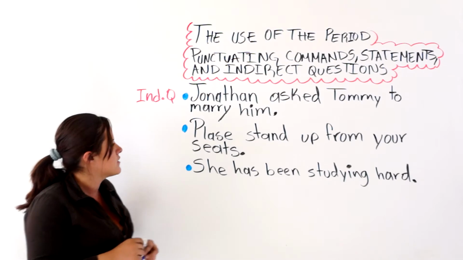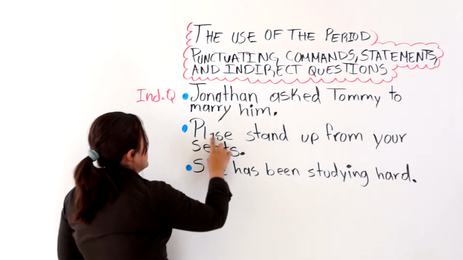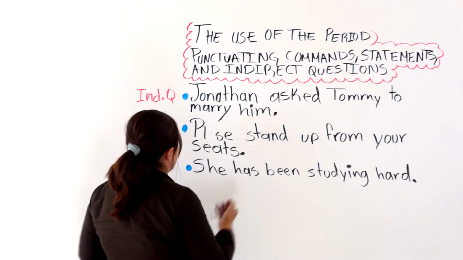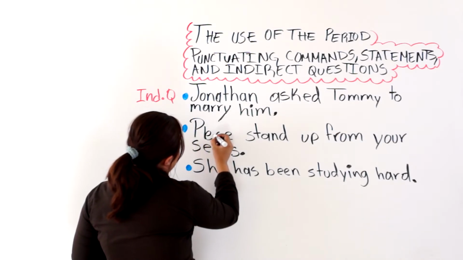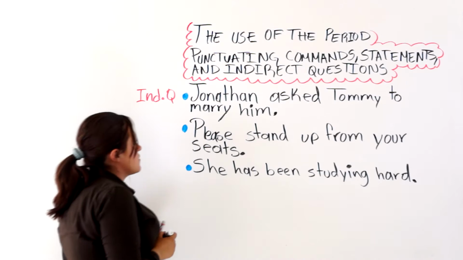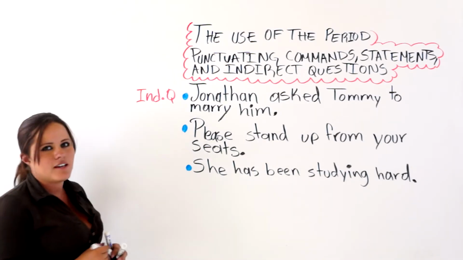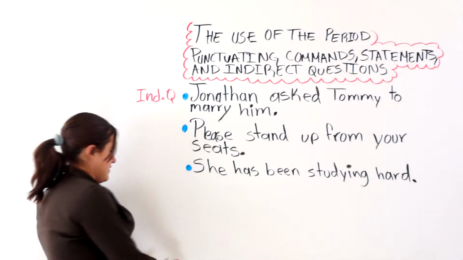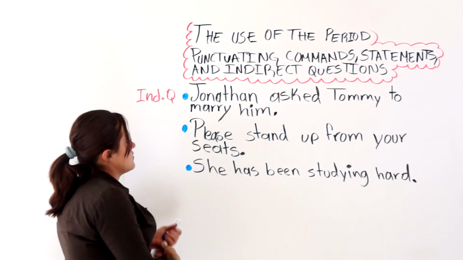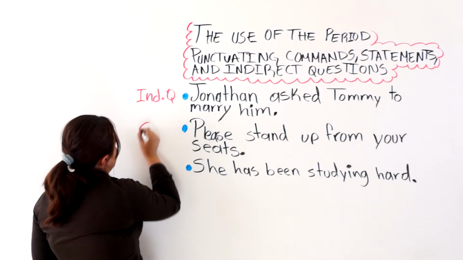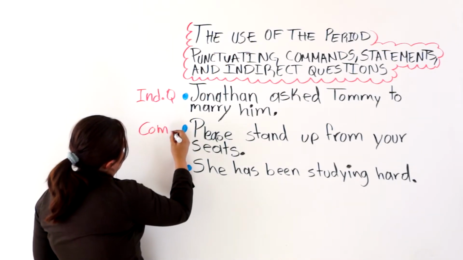The next one says place, which should be, guess what word this was supposed to be. Please stand up from your seats. Okay, that is a command. So, as you can see, we use a period to punctuate commands also. I'm just going to put com.